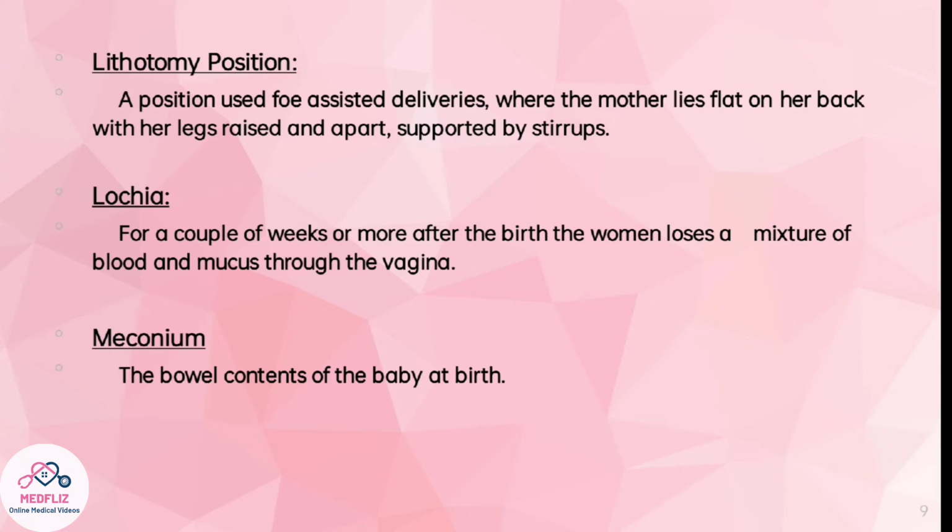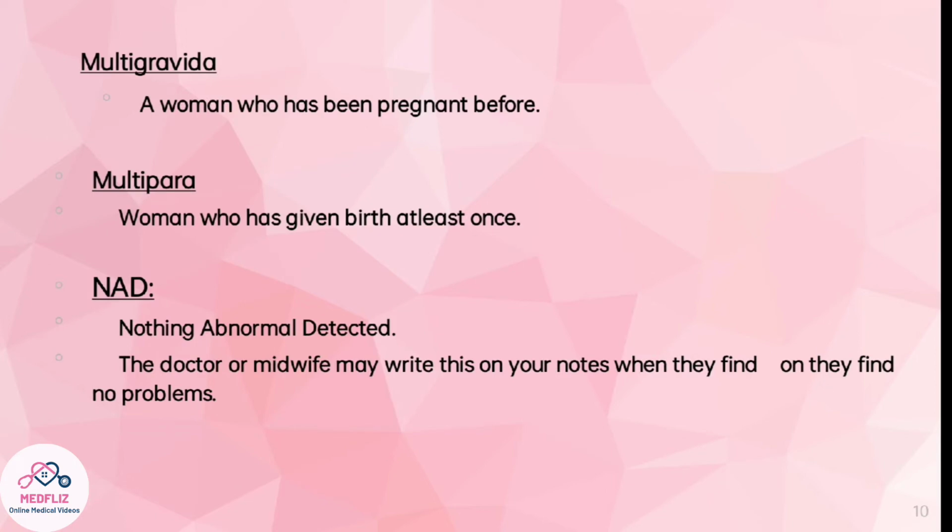Lochia, for a couple of weeks or more after the birth, the woman loses a mixture of blood and mucus through the vagina. Meconium, the bowel contents of the baby at birth. Multigravida, a woman who has been pregnant before. Multipara, woman who has given birth at least once before.